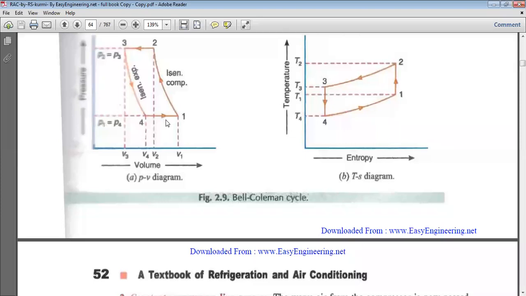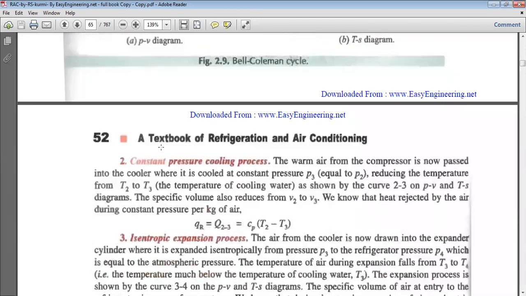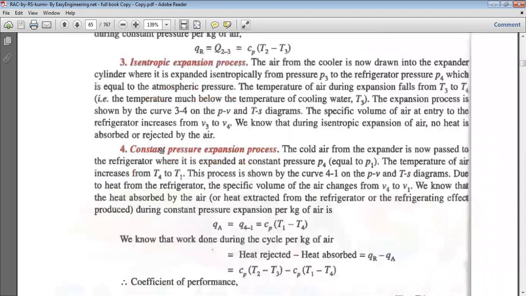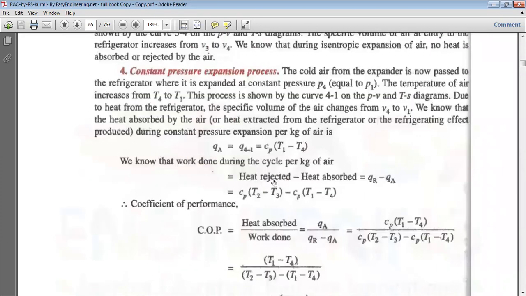Why am I using this one? Because Q12 and Q34 are 0. Therefore, we are getting only Q41 and Q23, and with the proper sign I am adding them and getting the net work. But if the isentropic compression doesn't take place, there will be heat transfer in Q12 and Q34 also. Therefore, we cannot use the formula Q rejected minus Q absorbed.